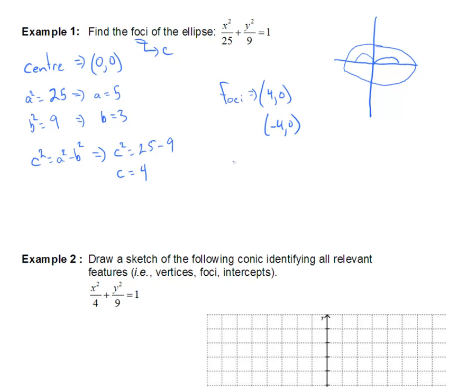Just to identify the rest for practice, we can find the vertices here. They would be 5, 0 and -5, 0 because they come from a. A gives us the vertices. The co-vertices would be 0, 3 and 0, -3. Notice for the co-vertices, the y-coordinate changes, because now I'm talking about b. I'm talking about the distance to here and distance to here. So we can find all of those from a, b, c. And that's essentially all the pieces that we need to find for an ellipse.